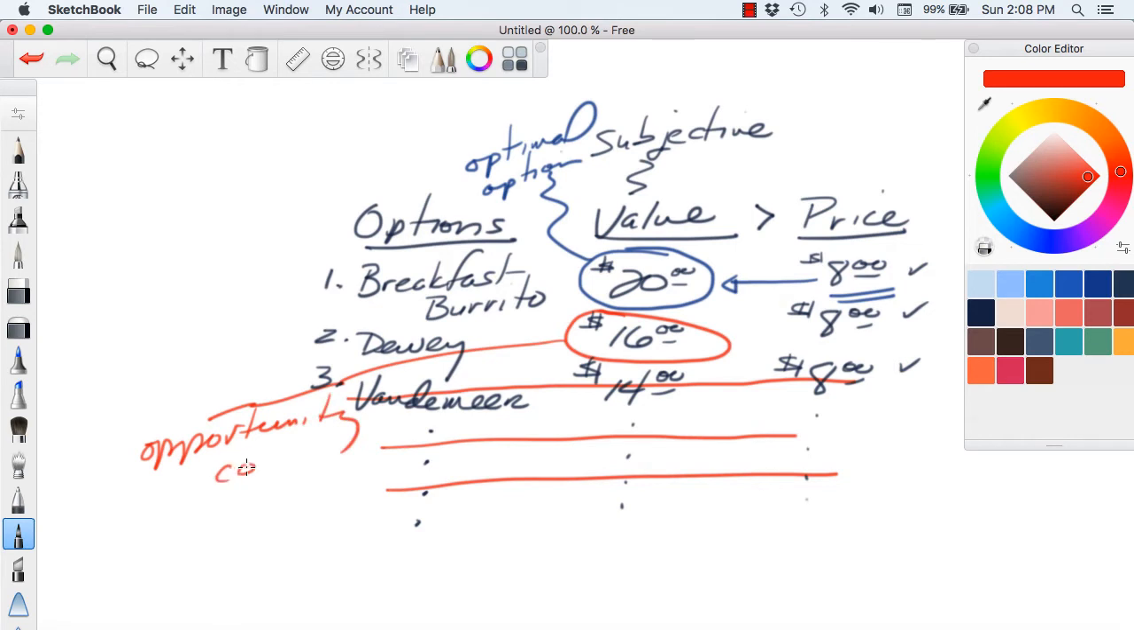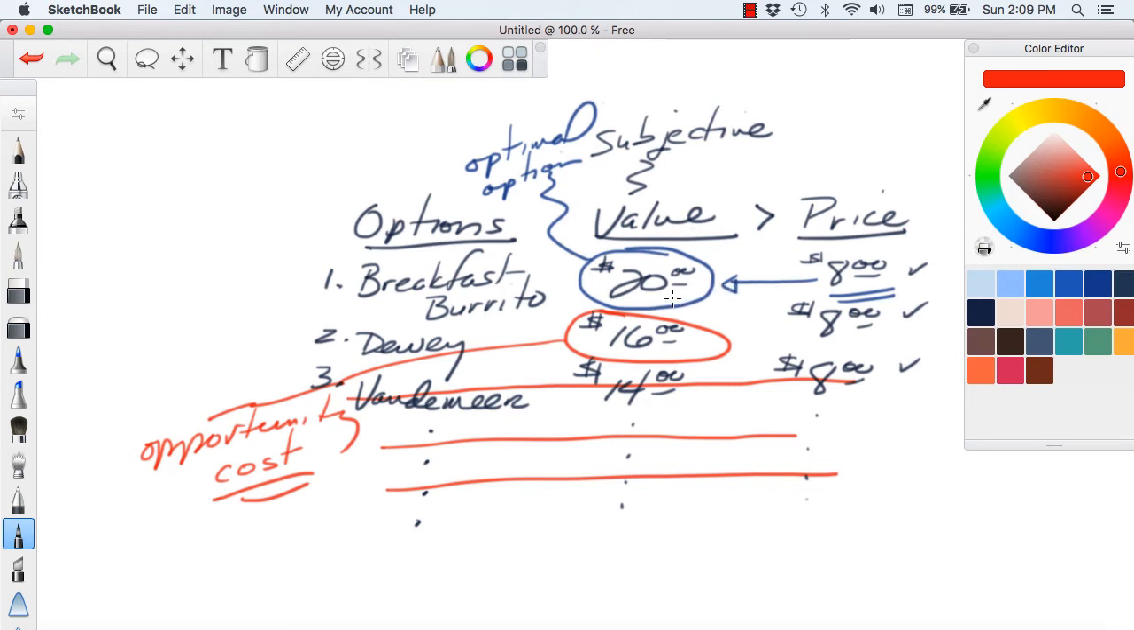Why? It's the value of what I've given up in making my choice. My choice is to buy the breakfast burrito. But my opportunity cost, the true cost of buying the breakfast burrito, is the value of the Dewey that I've given up. Okay? You see, people run through life again with their time and money, and they try to assign their time and money where it gives them the most value.